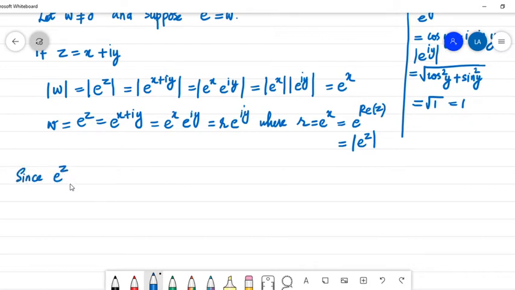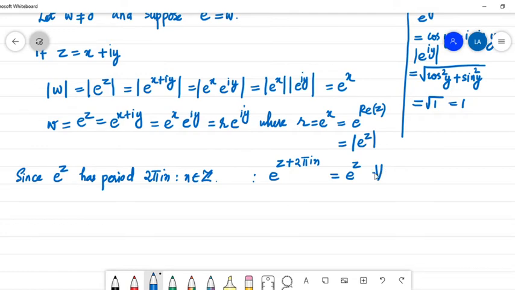Now let's see e raised to z. E raised to z is periodic and it has the period 2 pi i n where n is varying in the set of integers. We just said this in the recap too. So e raised to z having the period 2 pi i n means that e raised to z plus 2 pi i n will be equal to e raised to z for every z belonging to the set of complex numbers. This is the meaning of e raised to z being periodic with the period 2 pi i n.